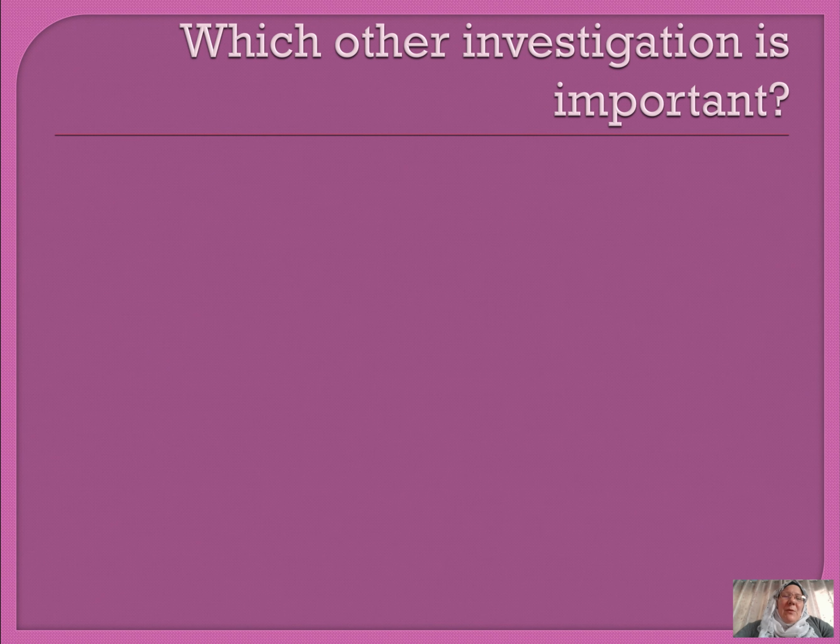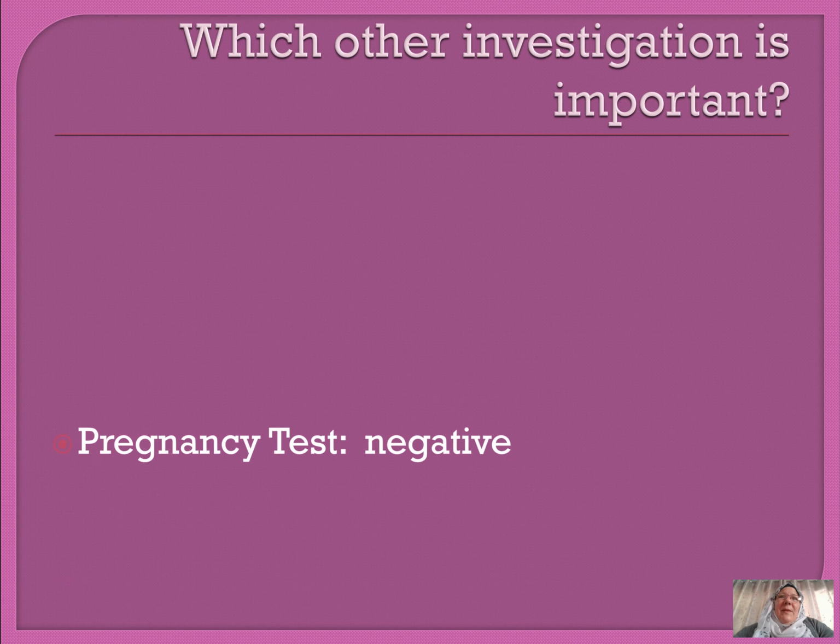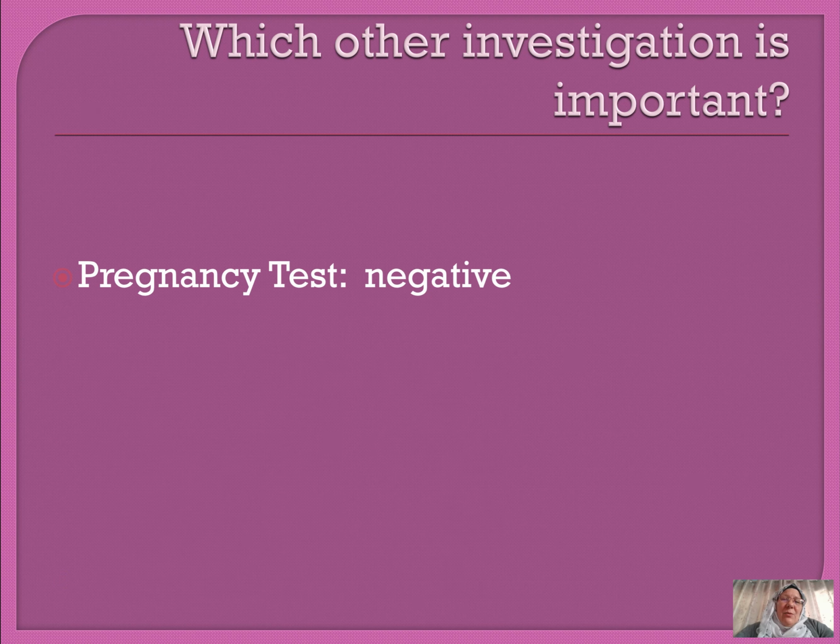First of all, let us see which other investigation is important. The pregnancy test, yes. So she did not have any good contraception all this time, because the IUS was not in the right place. So she needs to have a pregnancy test to make sure there's no pregnancy. This was negative, as I said.